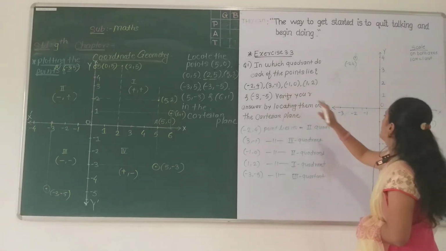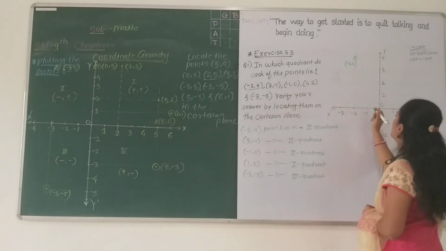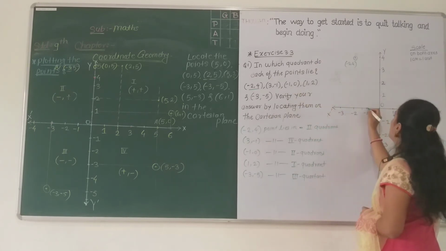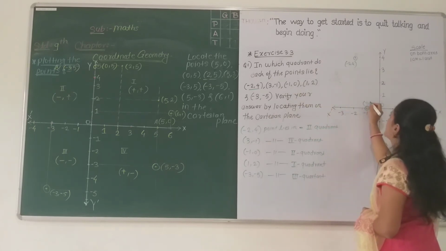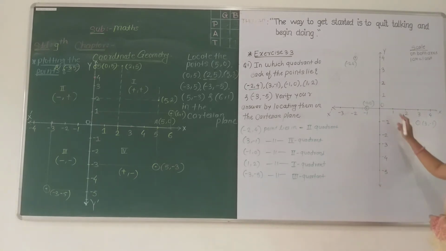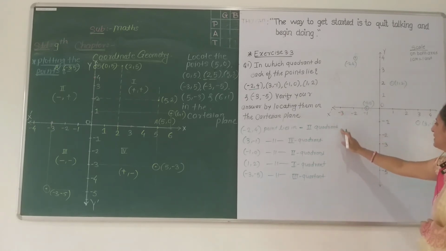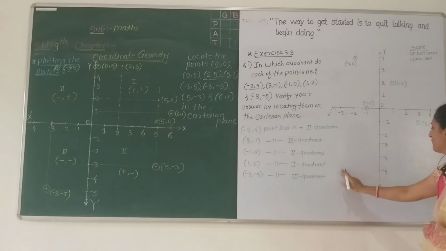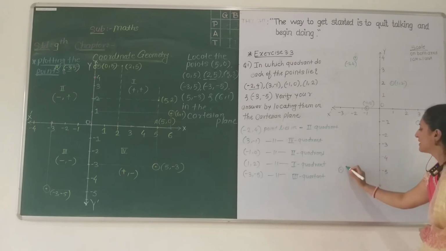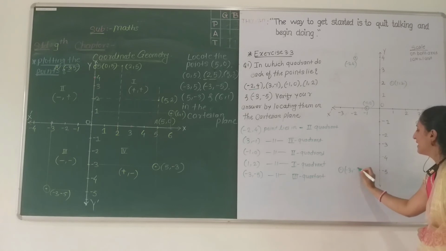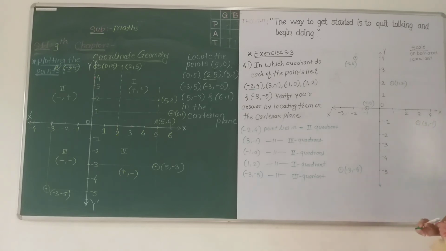Then negative 1, 0. On the x-axis negative 1, on the y-axis 0. The y coordinate is 0, so the point lies on the x-axis. Then 1 and 2. On the x-axis 1, on the y-axis 2. Both are positive here. Negative 3, negative 5. On the x-axis negative 3 and on the y-axis negative 5. Use graph paper, take a proper scale and draw the graph.